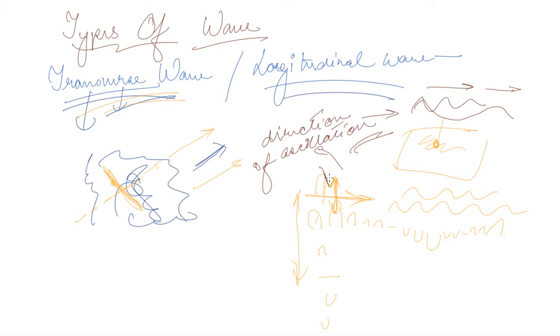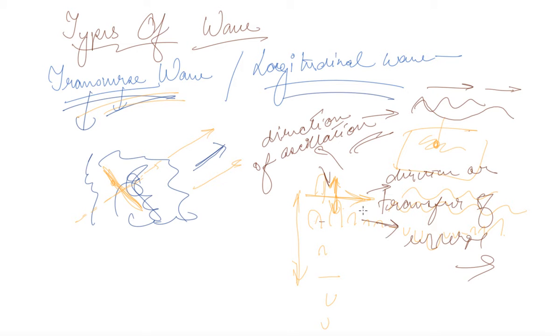So the direction of oscillation is over here, and the direction of movement or transfer of energy is going from west to east. So we see that this is the direction and this is the oscillation. This is perpendicular. This is 90 degrees. So this type of wave can be categorized as a transverse wave. This is how we define a transverse wave.